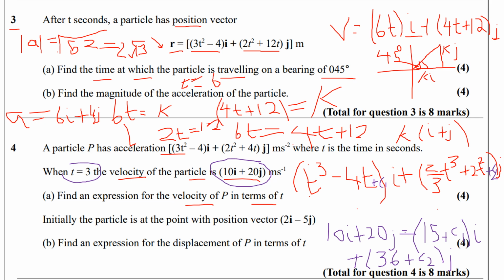Okay. So 15 plus C1 equals 10, by comparing coefficients of I. Therefore, C1 is going to equal minus 5.